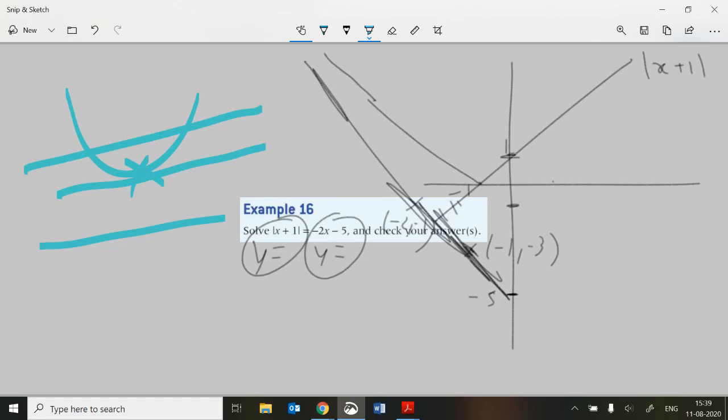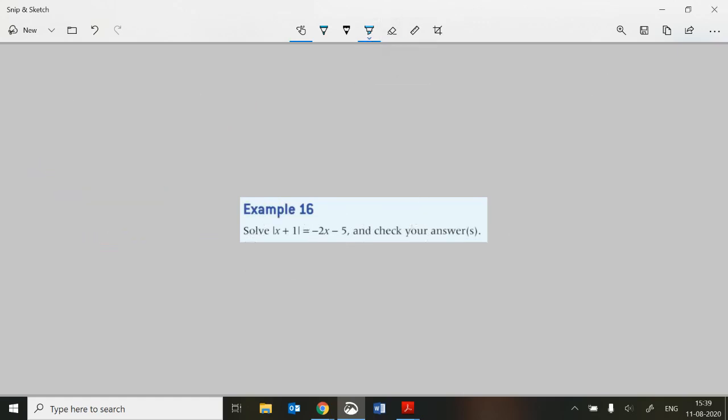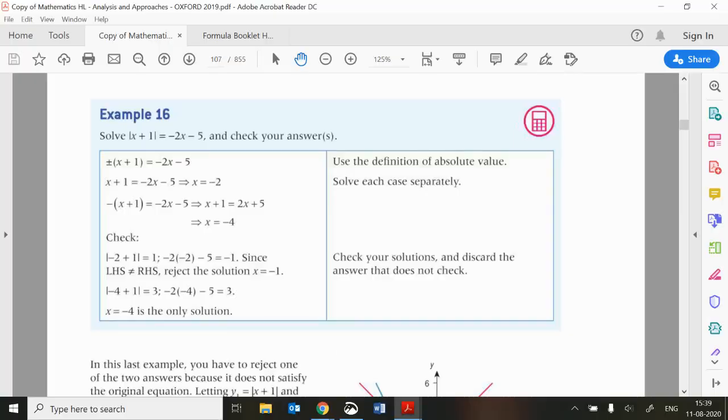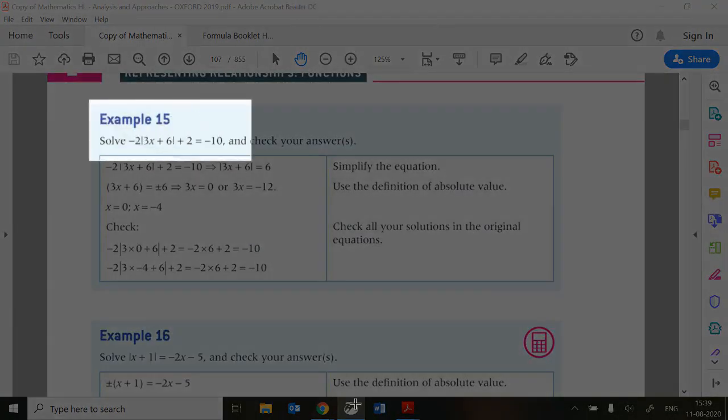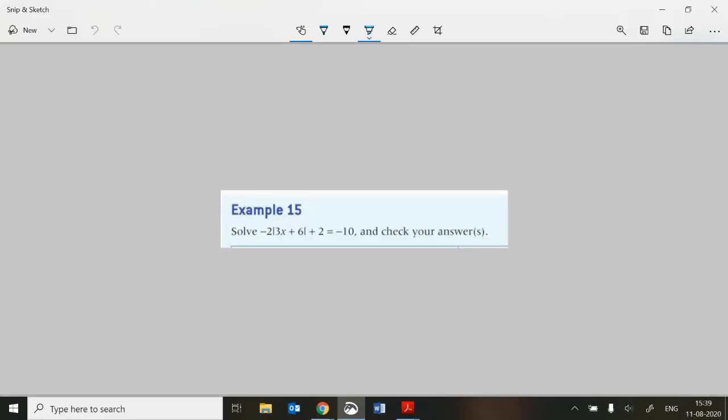Okay, well, you didn't need to sketch the graphs there, but that's an example of how you could do that. Let's have a look at 15 now. So 15 is done slightly differently in the book, which is why I took 16 first. So 15, you have to do some manipulation to get this expression on its own to start off with. So let's take the 2 over to the other side. So we get minus 12, and let's divide by the minus 2 as well.